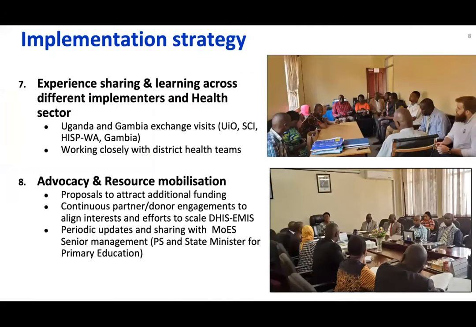Experience sharing was also one of the other key strategies that we had. As you can see in the picture there, we had a team across the two participating countries, the Gambia and also the University of Oslo, who came. Christine is in the back there. Listening to experiences from those who are implementing this was an opportunity for the team in Uganda, particularly the Ministry of Education, to understand and share experiences and key lessons of how the implementations are ongoing.